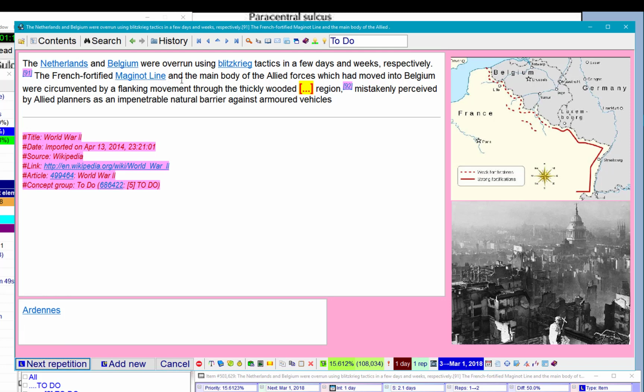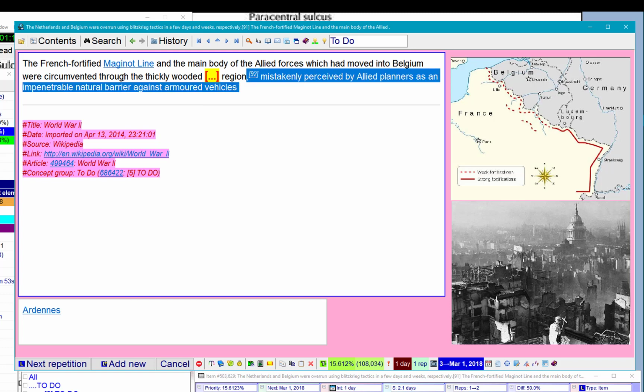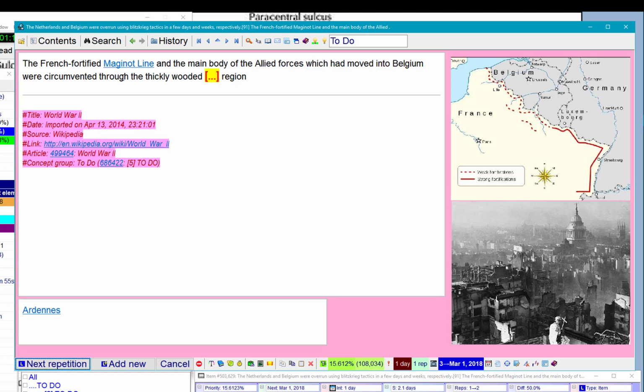We usually simplify them a bit. So the French fortified Maginot line, I'll delete that part. Flanking, circumvented. I'm not an expert in army tactics, so circumvented through the thickly wooded Ardennes region. And we can delete that too. So we have a simple item now: Maginot line through the Ardennes.